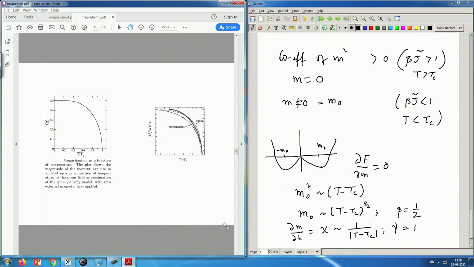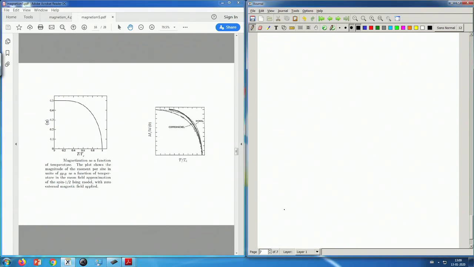Then of course, you can work out the entire graph, and this is remarkable because this is the graph for order parameter m, the magnetization here, versus T by T c, and this is m by m naught. At 0 temperature, this is full m naught, so this will be 1, and then slowly it will come down, and it will come down very rapidly close to the point 1.